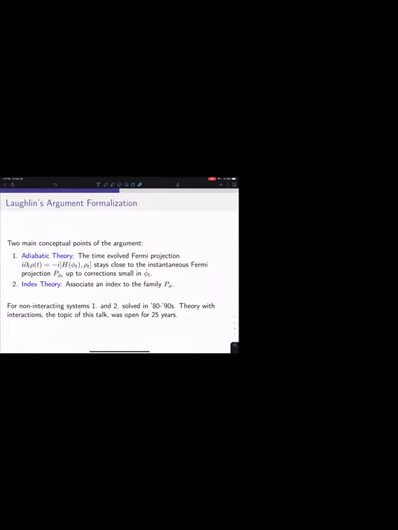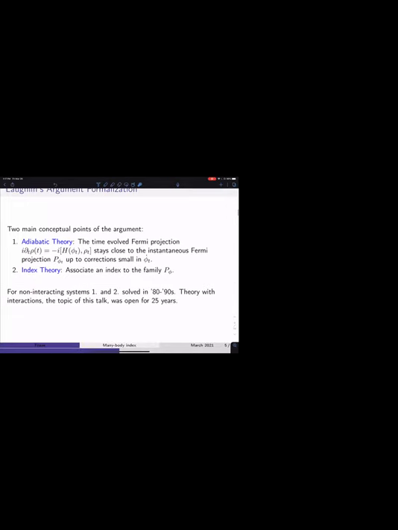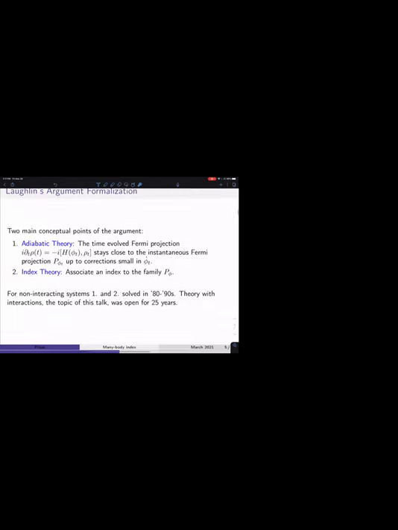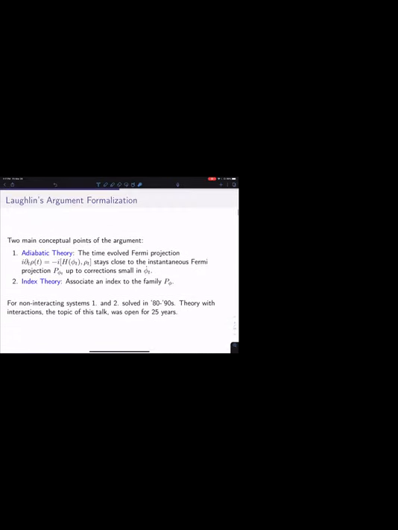What does it mean to make a formalization of the Laughlin argument? There are two conceptual points. One is adiabatic theory. I pretended that everything moves adiabatically already, but in theory, I would have to solve a time-dependent Schrödinger equation that corresponds to moving this flux, and show that the solution is close to the instantaneous Fermi projection at each phi. And then we use some kind of index theory. Here, the index theory was just counting the number of electrons crossing the line. But in general, once it is not exactly solvable, we would need some index theory to associate an index to this flow.